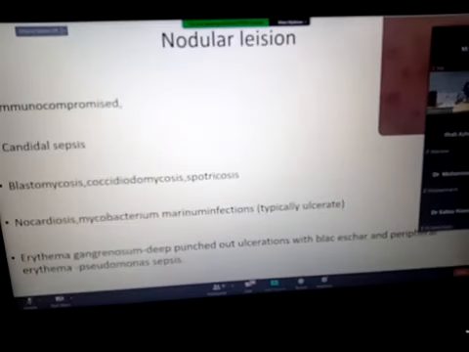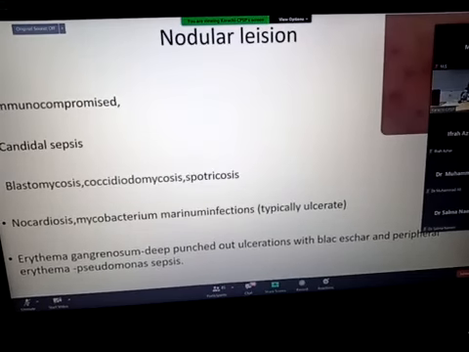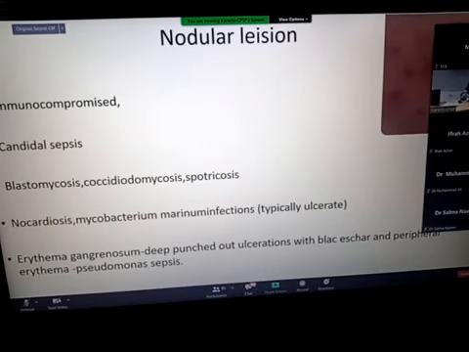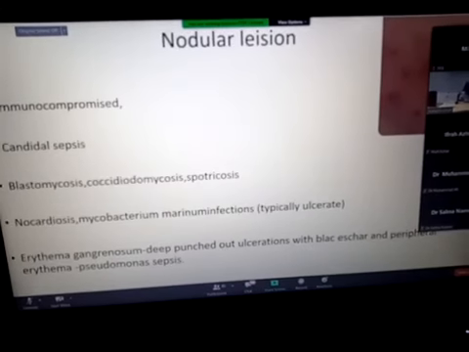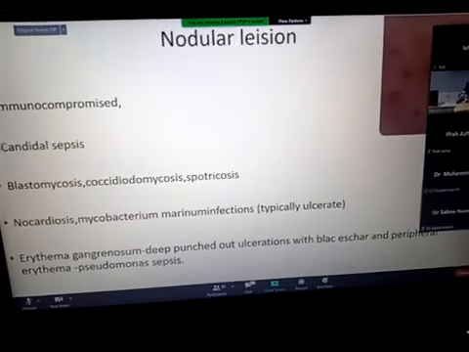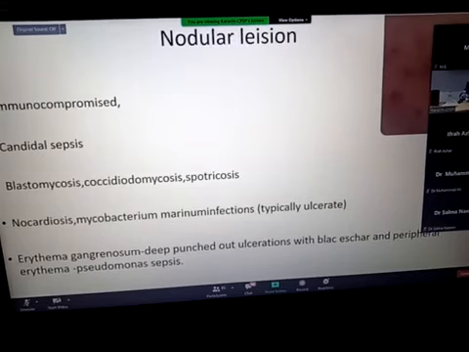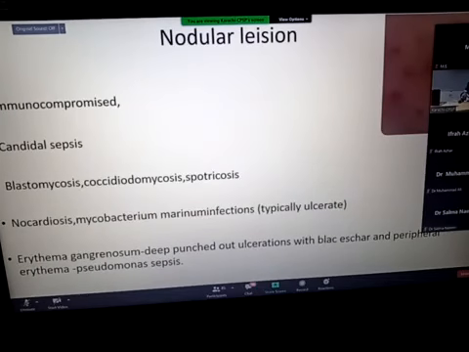Then bacterial diseases like nocardial infections, mycobacterial infections, for example, Mycobacterium marinum infections, which can ulcerate. Then ecthyma gangrenosum is a type of nodular lesion, which is a deep, punched out ulceration, and there are black scars. Sorry for the spelling mistake here. It's black scar and peripheral erythema. It can occur in Pseudomonas aeruginosa sepsis as well. So nodular lesions. You can see this in the picture as well.